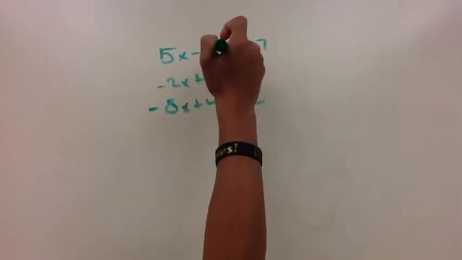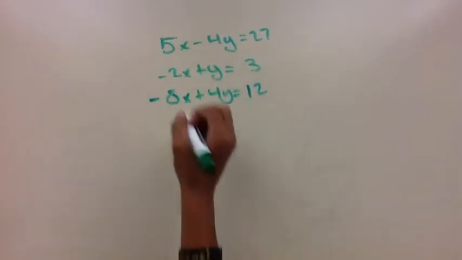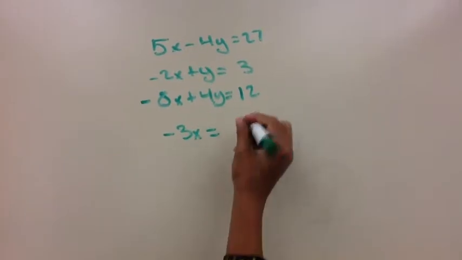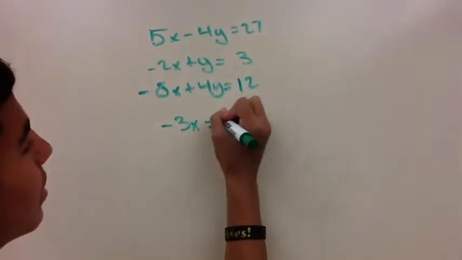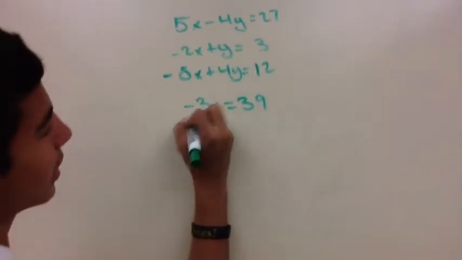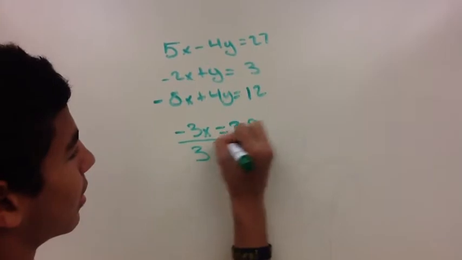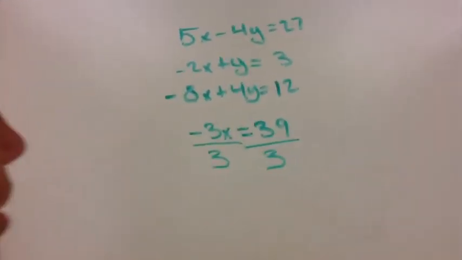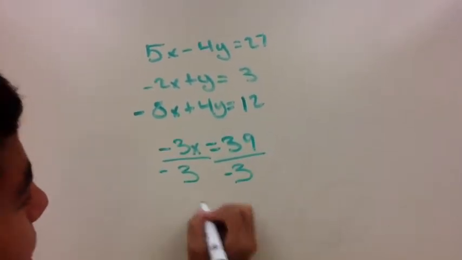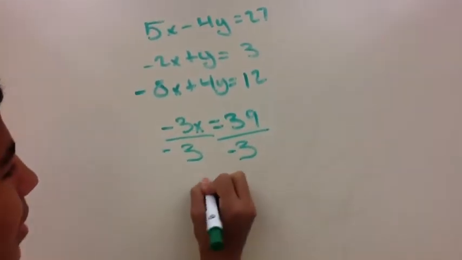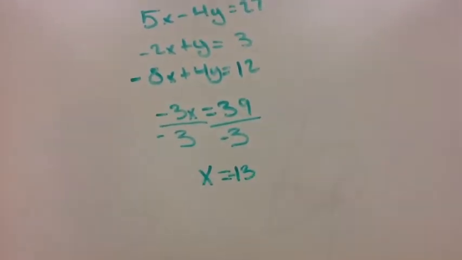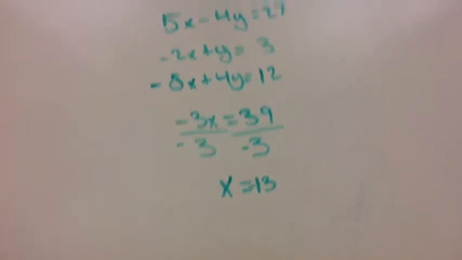So we're going to cancel out the 4y's. So we will end up with, now, and you should end up with, there you go. That's elimination.